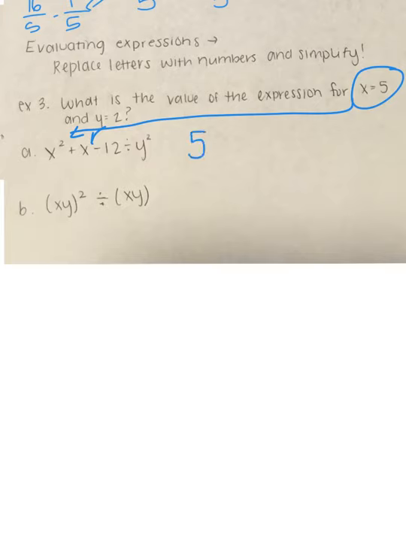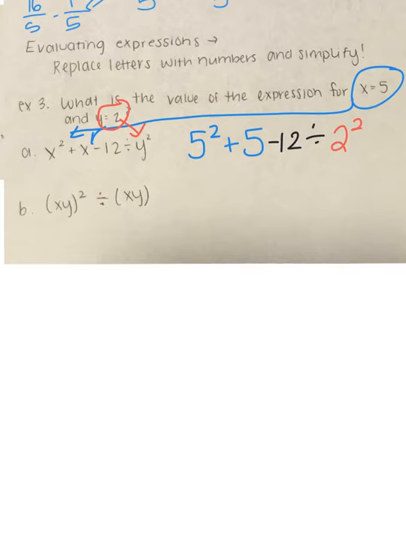So instead of x, I'm writing 5 squared plus, and then instead of that x, plus 5, right? Then I have minus 12 divided by, now see y is 2, so I'm going to plug that in right there to be 2 squared. Now I just use my orders of operations, and so it's the same as before.